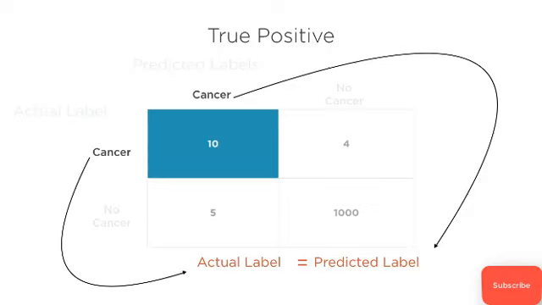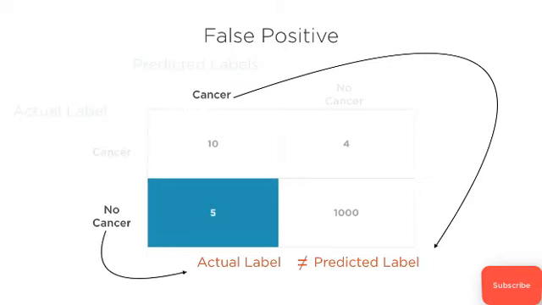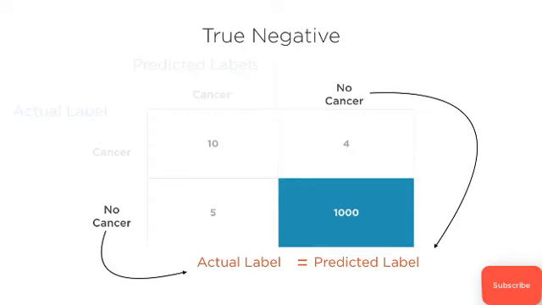This cell here on the top left gives you the number of instances where our model correctly predicted the existence of cancer. Actual label equal to predicted label, and these are the true positives in our prediction. The cell here at the bottom left represents the number of instances where our model predicted cancer, but cancer did not actually exist. Actual label is not equal to the predicted label. These are the false positives, or FP. The cell here at the bottom right are the number of instances where our model predicted no cancer and there was actually no cancer. Actual label equal to predicted label. These are the true negatives.